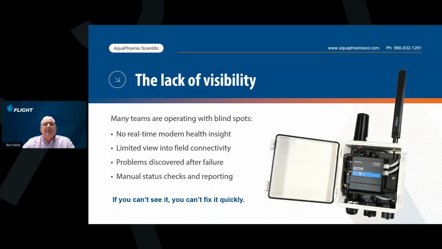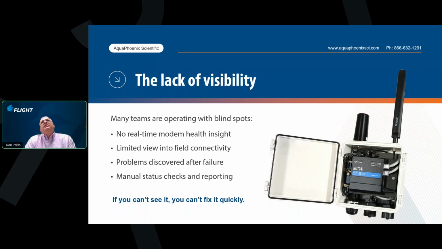So to try to minimize these gaps, what do we do? We rely on manual checks and reporting, right? We do the old rounds and reads. But that creates lag, right? So you have maybe 10 sites and you're going to go visit each site once a week. Without the visibility, it's a waste of time. It's a cost. And in those remote environments, that lag is costly.